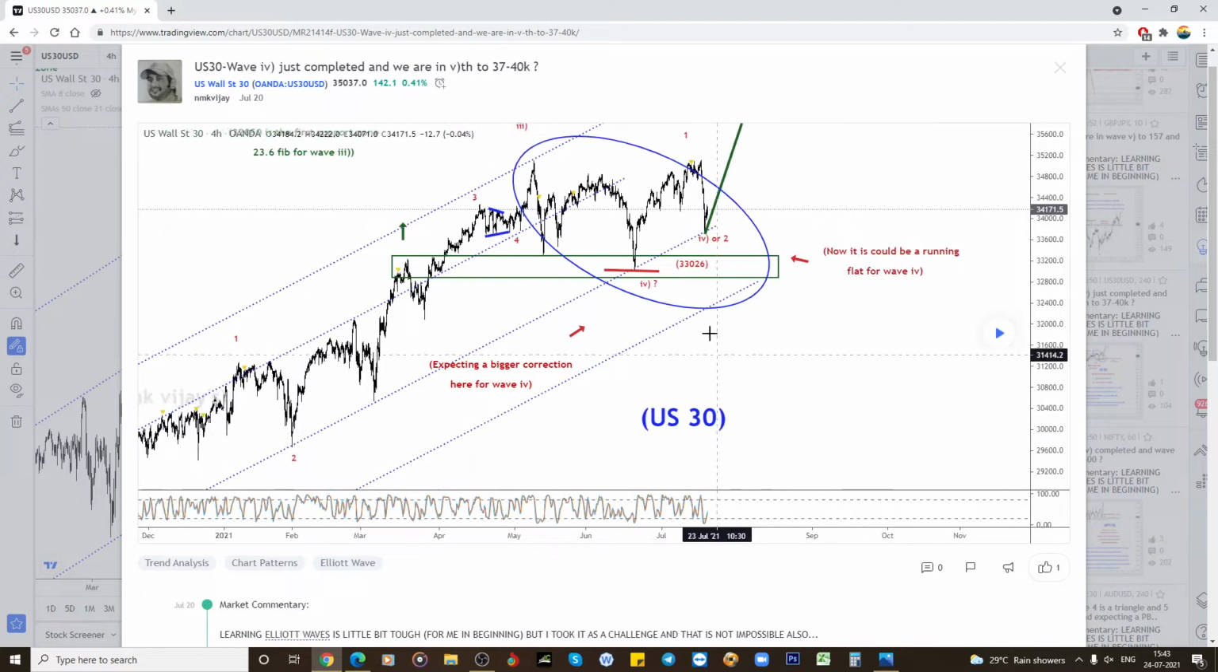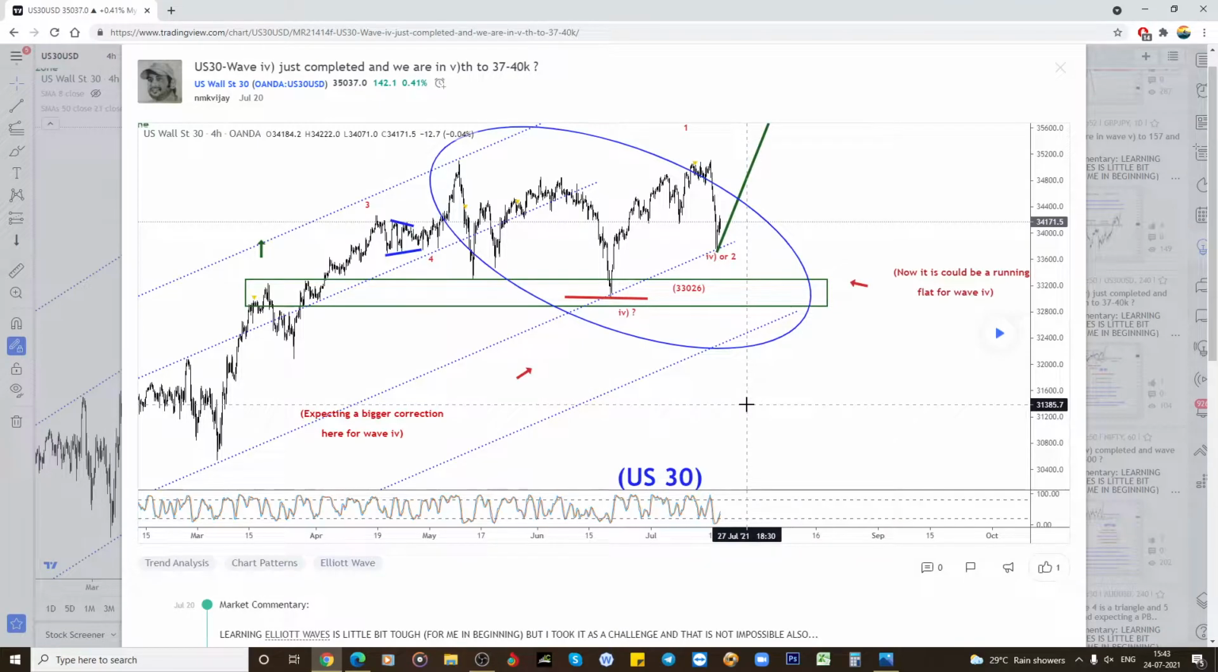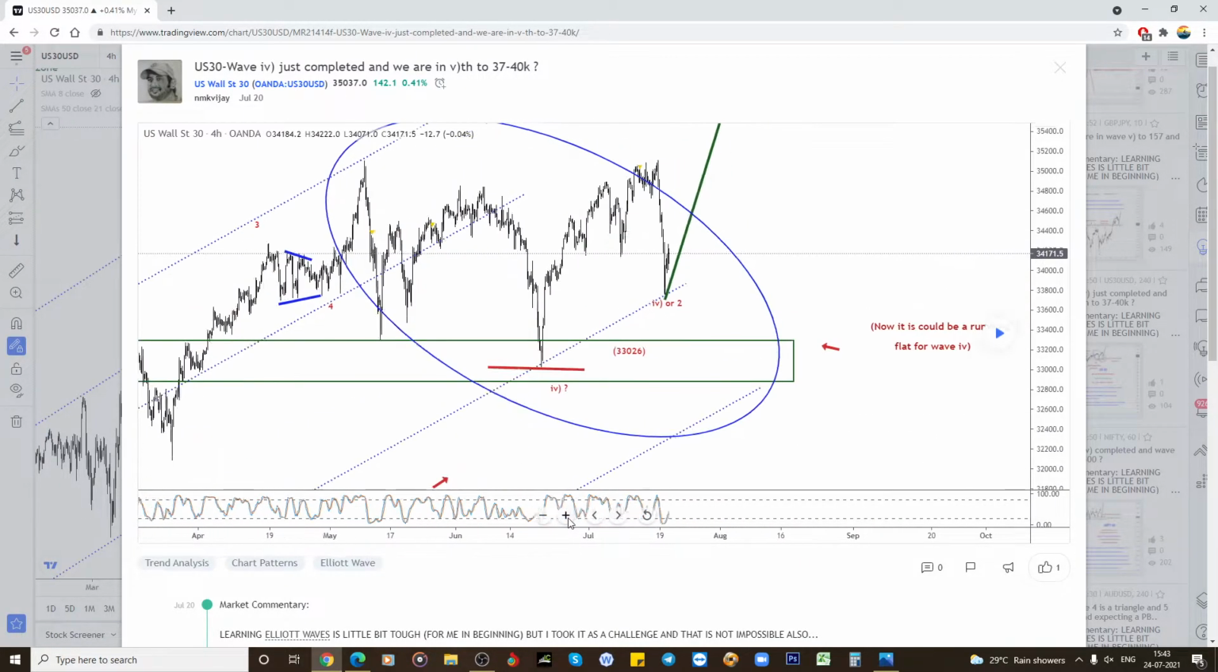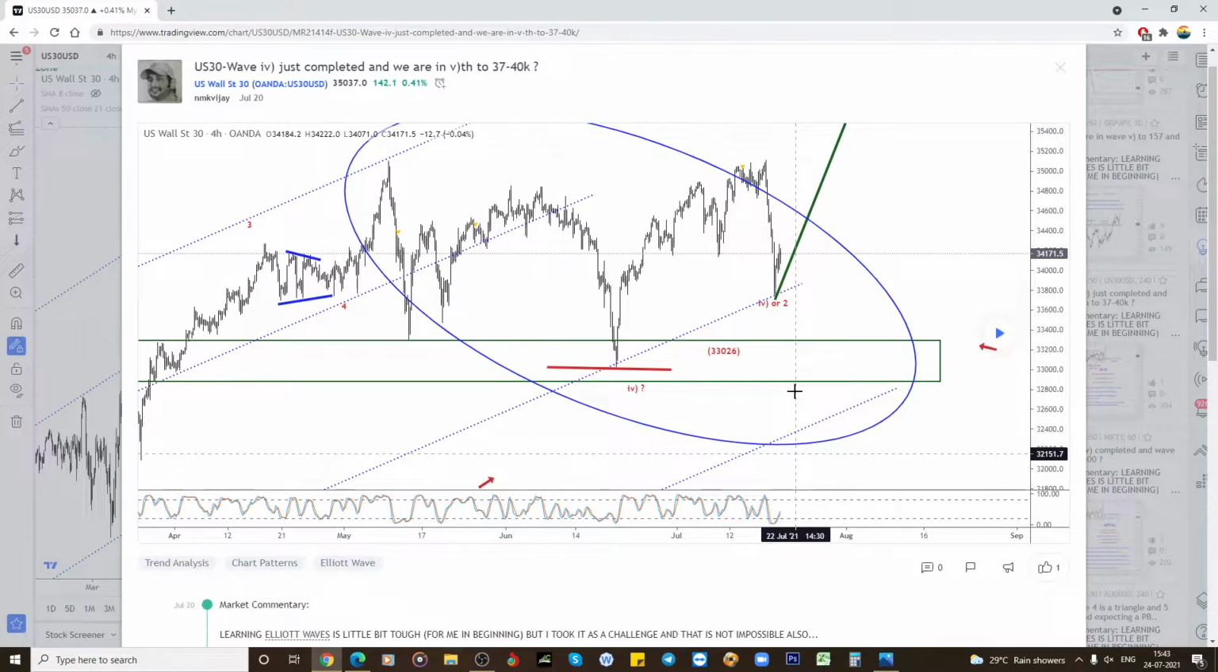I'm not showing only what the market is doing. I have already shared the CAD/JPY, where I got stopped out. So it's not only the positive, I have the negative also. It's not about positive thought. What I'm trying to say is there are positive trades and negative trades.